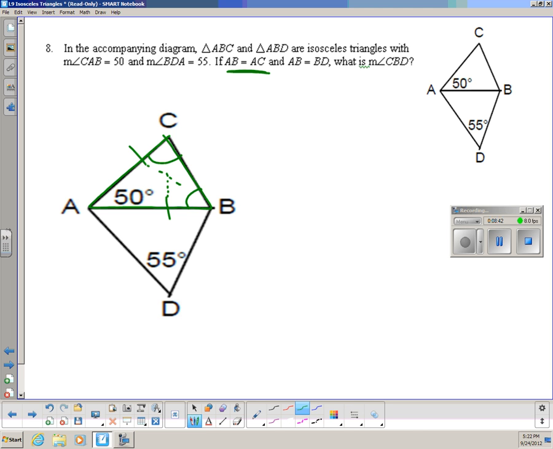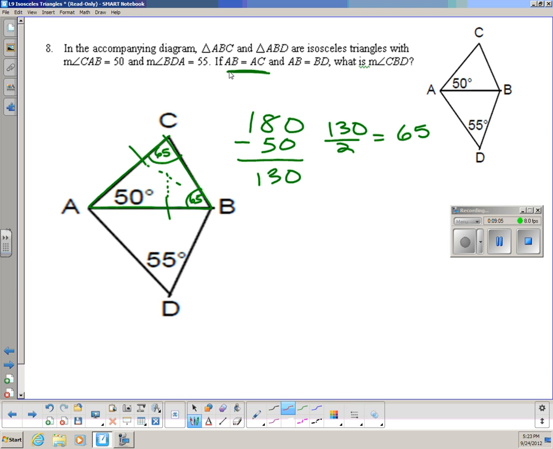I can get them by saying, well, there's 180 degrees in a full triangle. I know 50 of them. So 180 minus 50 is 130. Of the 130 that's left, it's getting split amongst two equal angles. So I'll divide by 2, and that's 65. So yay, both of those angles that we swooshed off before, 65.